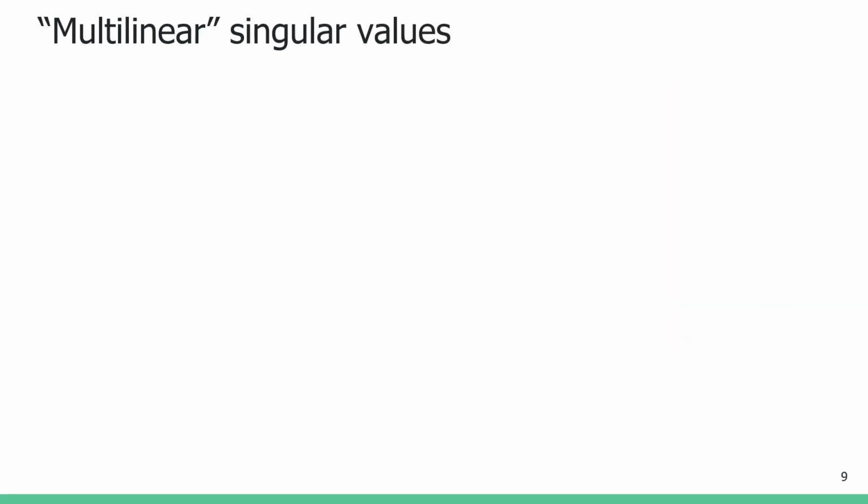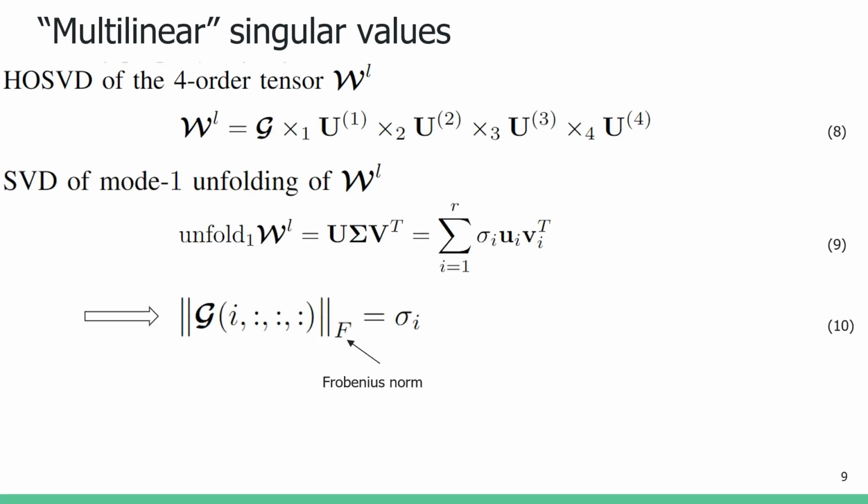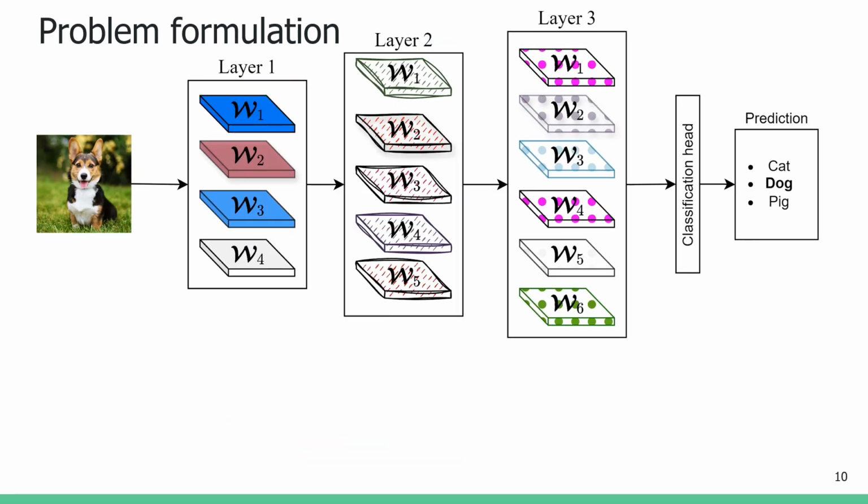We use the multilinear singular values to capture variation in a specific mode, formulating our pruning problem to retain interdependencies. We define the nuclear norm of a tensor as the nuclear norm of its mode 1 unfolding matrix. Now, let's reformulate the problem.